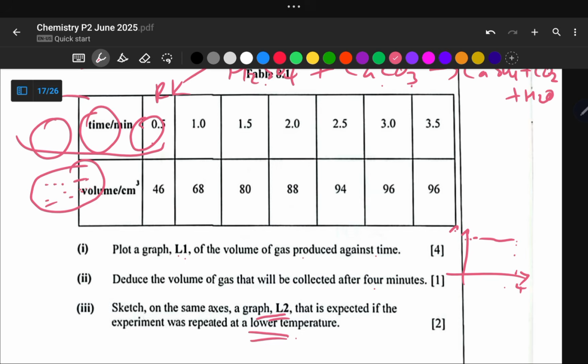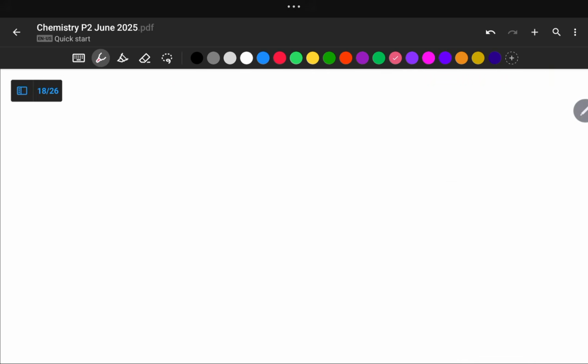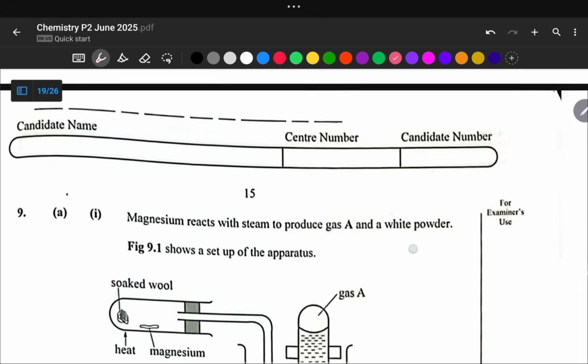So for lower temperature, we are going to have the rate of the reaction slower, the production of bubbles at a slower rate. So you're going to have a graph with the reduced steepness, right? As simple as that. So let us say this one is the graph for A1. So this one is going to be the graph for L2. As simple as that. And then we are going on to number 9.